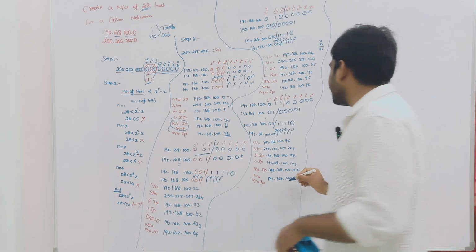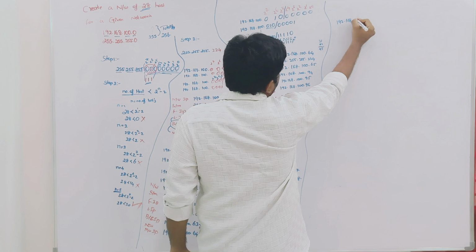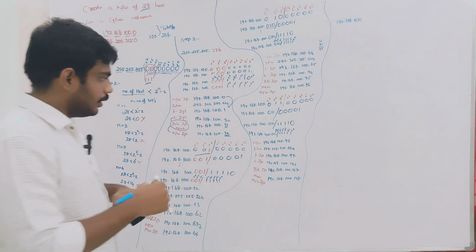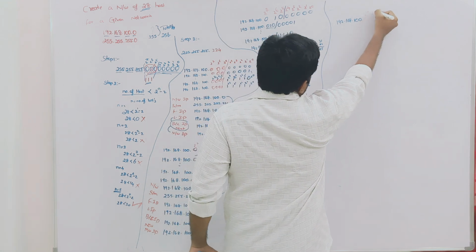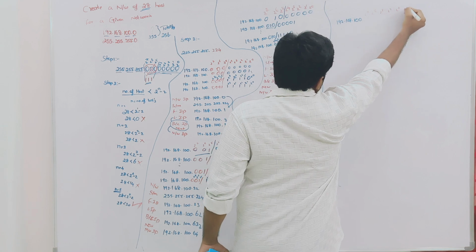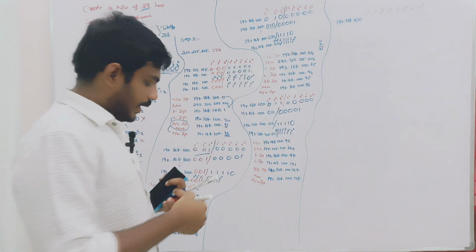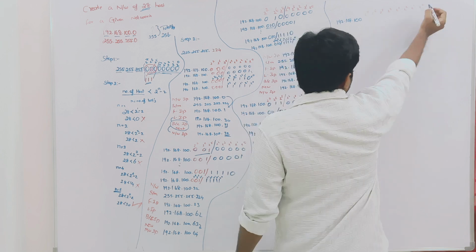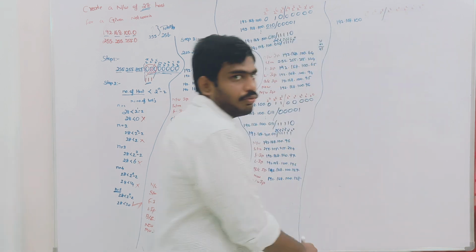So you write like this: 192.168.100 dot, and before that you write the powers of 2: 2 power 7, 2 power 6, 2 power 5, 2 power 4, 2 power 3, 2 power 2, 2 power 1, 2 power 0. Then take the host portion. From right to left, 5 bits are the host portion: 1, 2, 3, 4, 5.